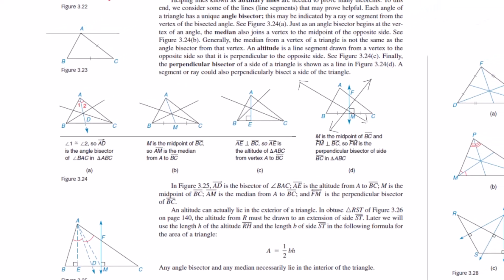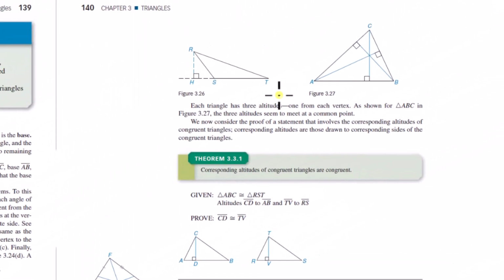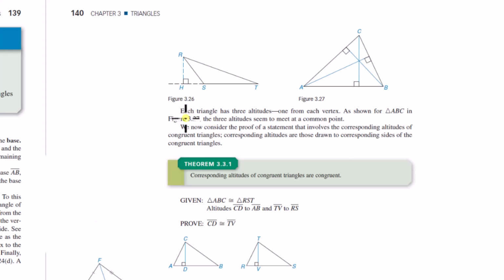Okay, now if we come here, some more attributes of these auxiliary lines. It says each triangle has 3 altitudes. Okay, so we're talking about altitudes at the moment, even if they're on the exterior, 1 coming from each vertex.